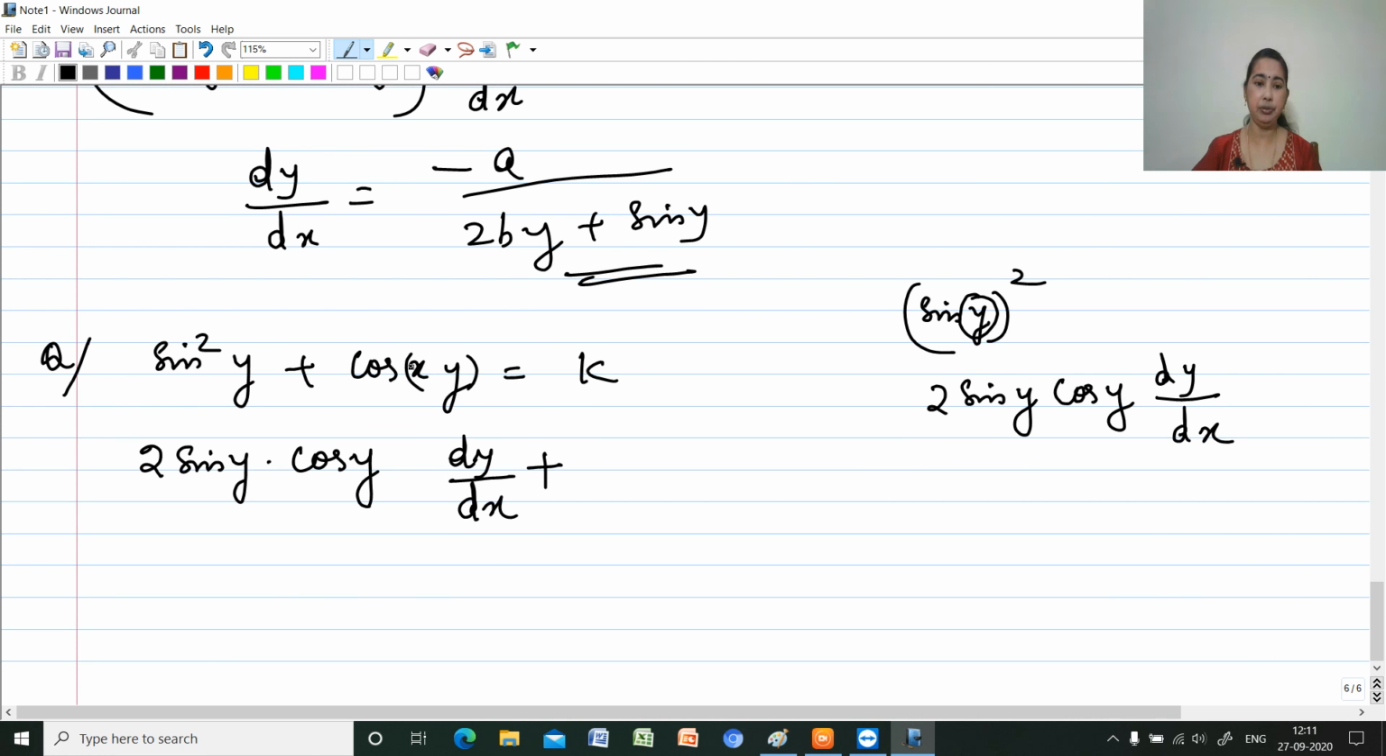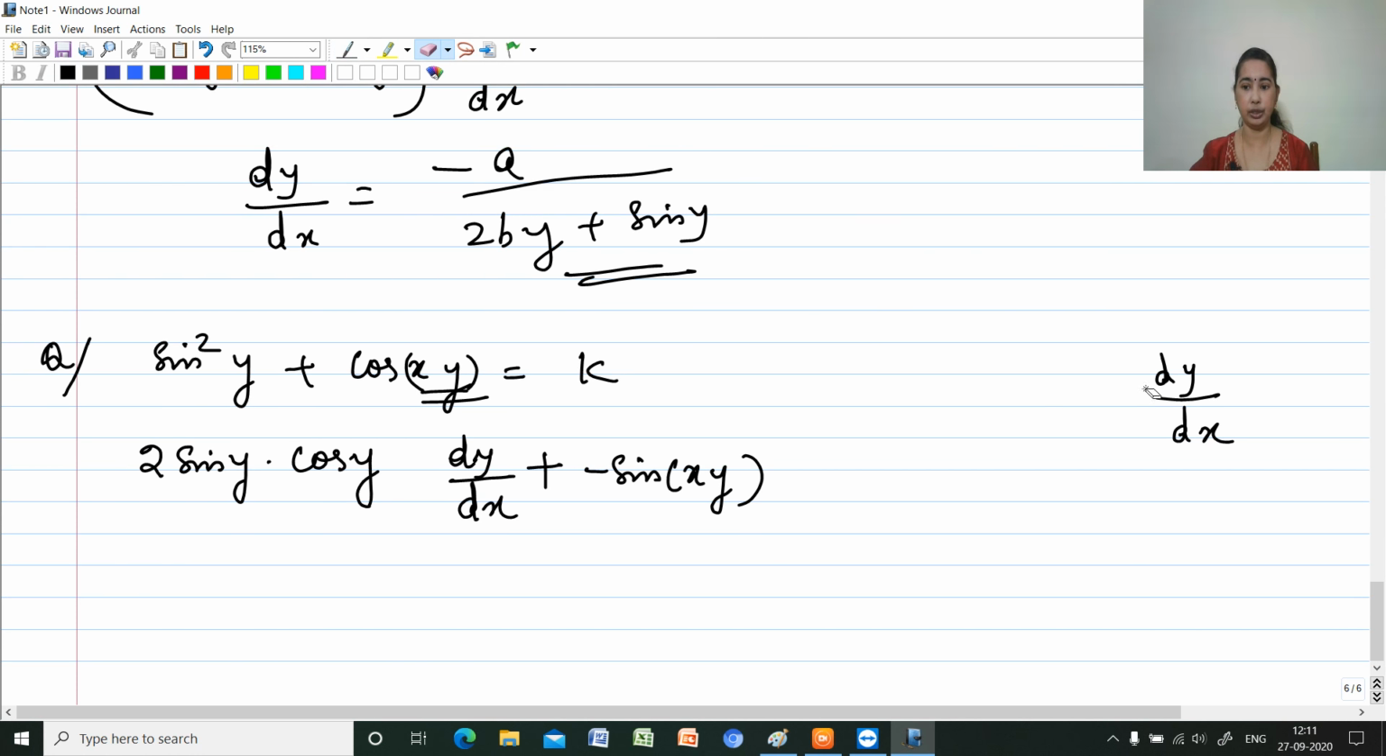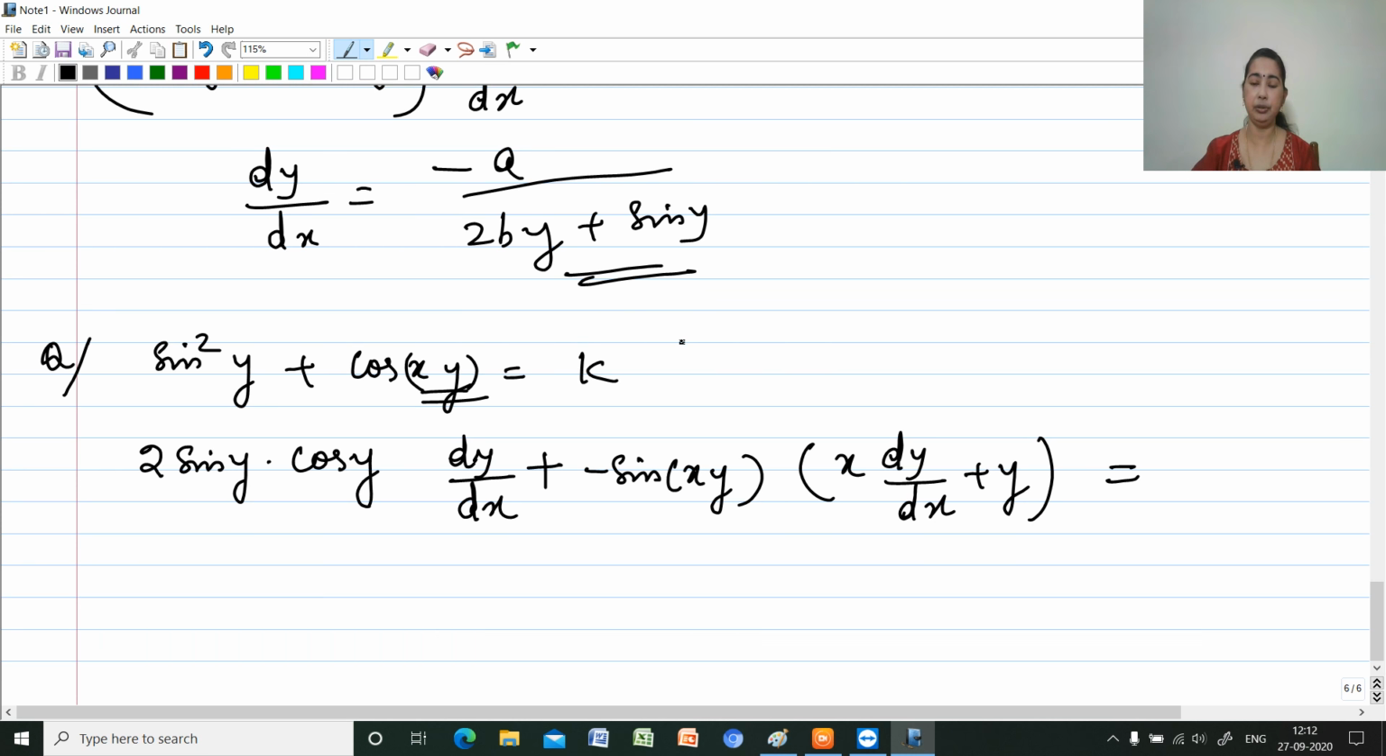Now the second part. Derivative of cos of xy is minus sine of xy. Again, here in the inside the bracket you can see that it is xy, product of two functions. So there you have to use product rule here, applying product rule. X into dy by dx plus y into 1 then is equal to derivative of k is 0, constant.